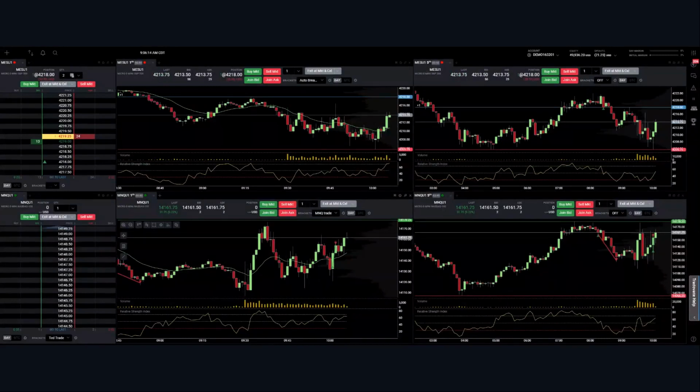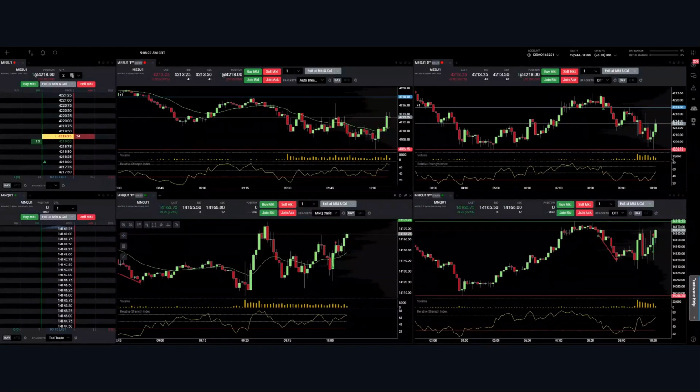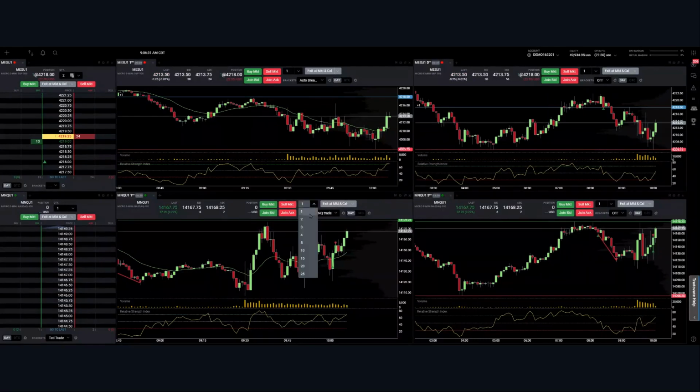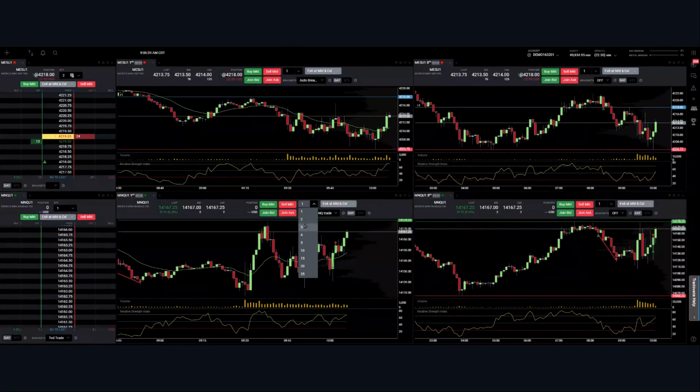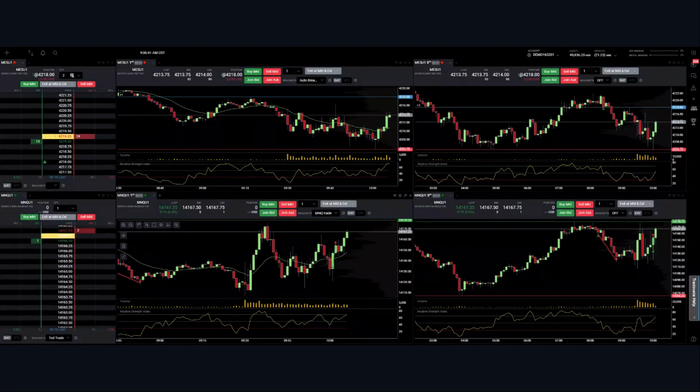Okay, and then if you want to exit a trade, you can exit at market and cancel everything here, or you can sell at market, and then the number of positions here will tell you how many will close with these buttons here. All right, so that's kind of it.